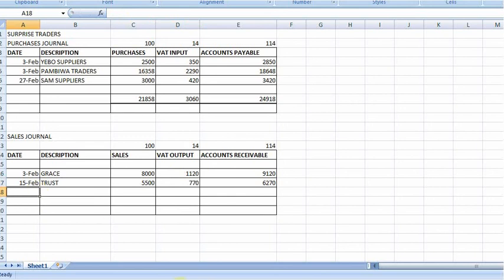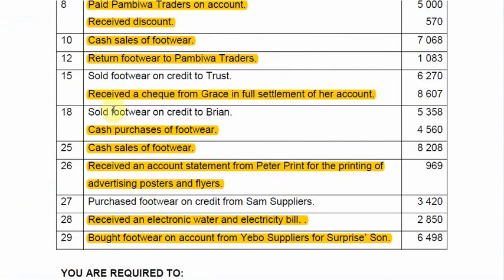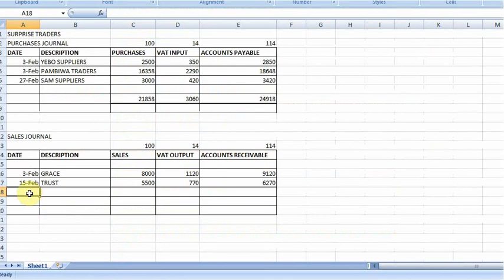Then I have one last entry that I have to account for, and that was the footwear sold to Brian on the 18th for 5,358. Going back to my spreadsheet, I'm going to say that date was the 18th of February. It was sold to Brian, and the value given to me, including the VAT, was 5,358. I need to go and determine my sales. I'm going to say 5358 divided by 114 times 100. And I need to determine my VAT output, so I'm going to say 5358 divided by 114 times 14 for the VAT output.